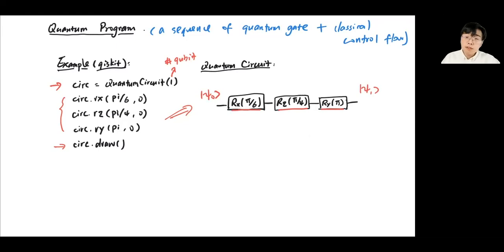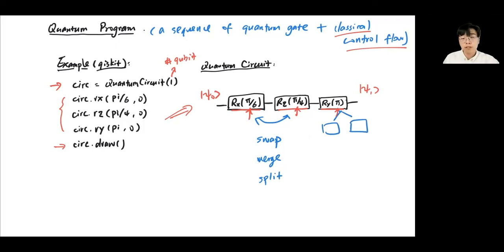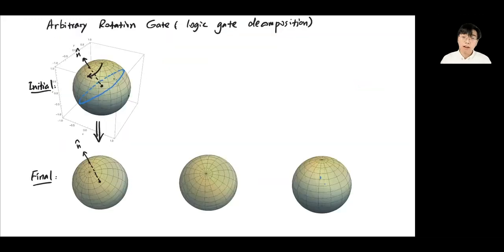More generally, these angles could be generated by a classical program, or you can even let a classical program decide whether or not to perform a quantum gate. Later, when we talk about system optimizations, we will learn why in some cases we want to, for example, swap the order of quantum gates, merge two quantum gates into one, or even split one gate into several quantum gates, depending on requirements of the systems or optimizations.